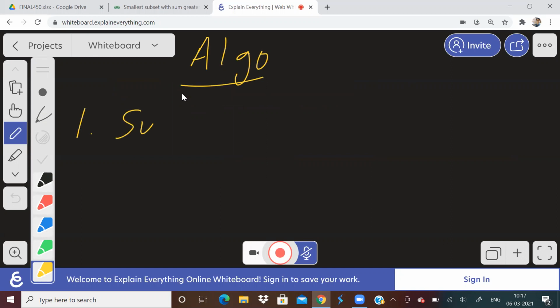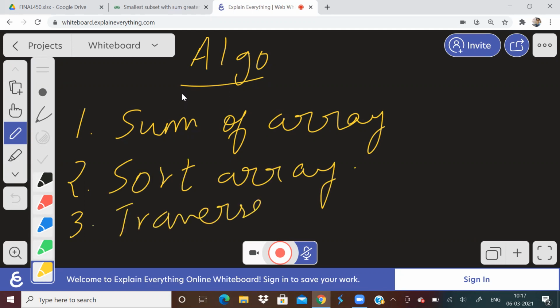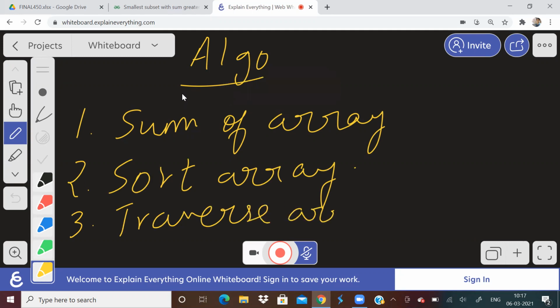First is find the sum of all elements of the array. Next will be sort the array. Okay, I will sort the array. Third is traverse the array from the right side, from the end, and keep taking the sum.